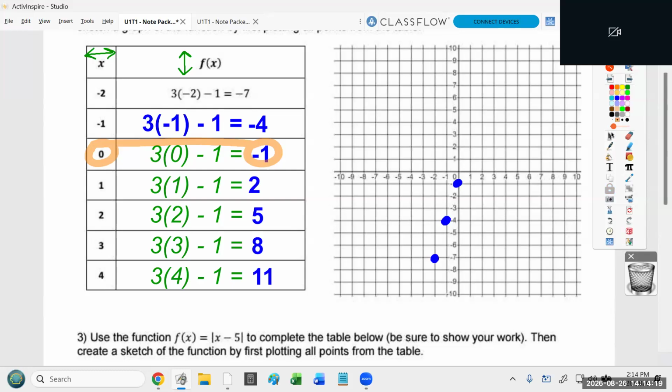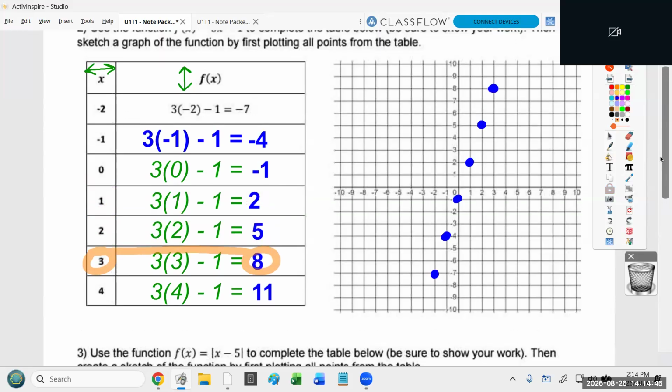Now, all of the other remaining points are positives. That makes our life a little bit easier because every single one of these points means go right and then go up. Go right and then go up. Go right and then go up. So with this one, it's right 1 up 2. Then right 2 up 5. That would be this one. Then right 3 up 8.